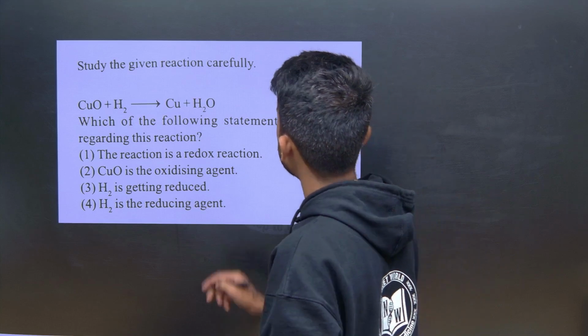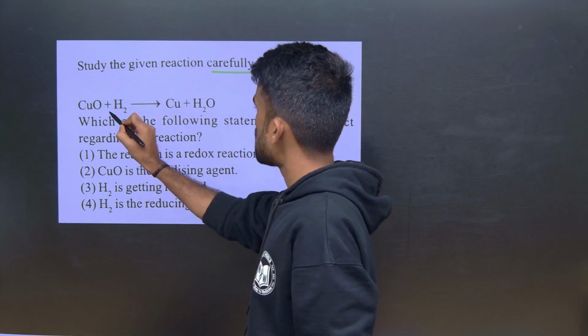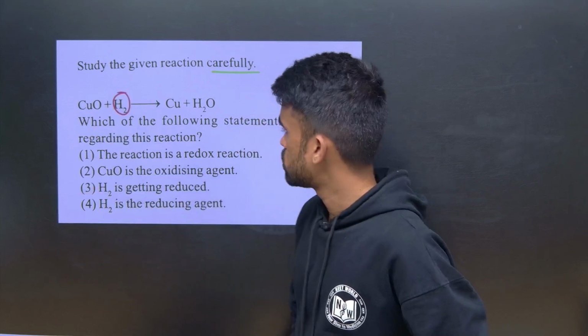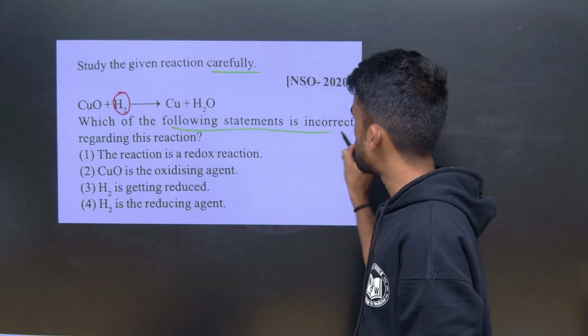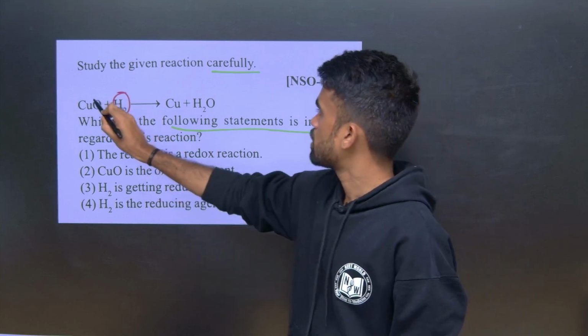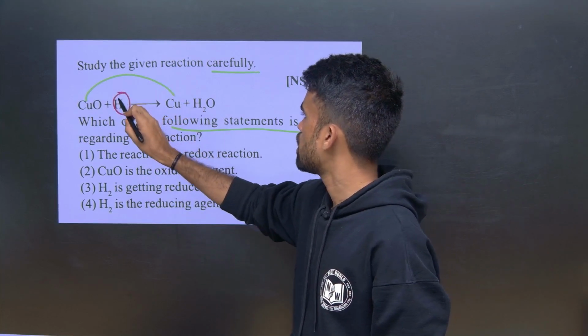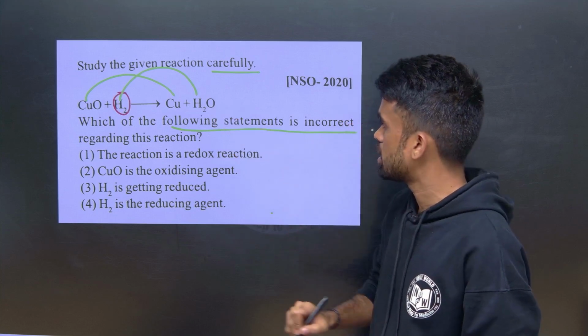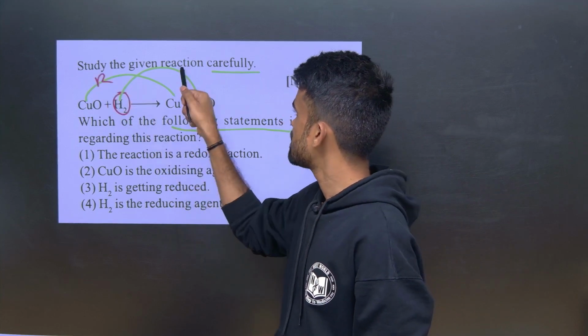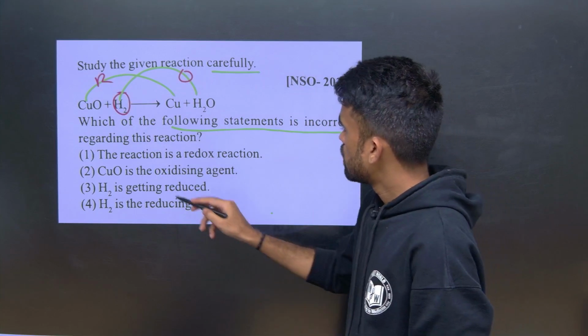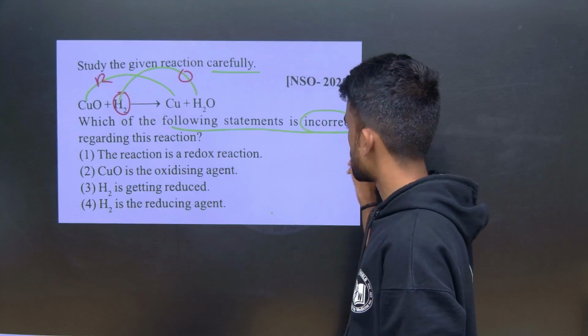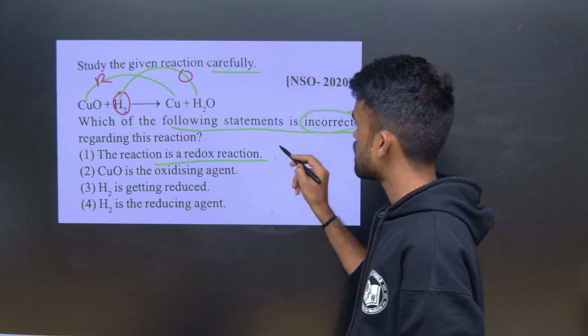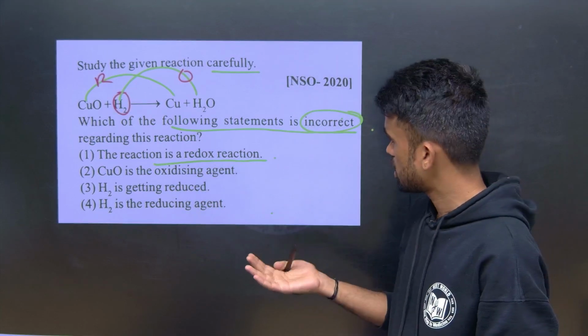Study the given reaction carefully. Copper oxide with hydrogen. Which of the following statements are incorrect? Copper is getting reduced, hydrogen is getting oxidized. So this is reduction, this is oxidation. They are asking for the incorrect statement. The reaction is a redox reaction. Yes, this is a redox reaction, that is correct.